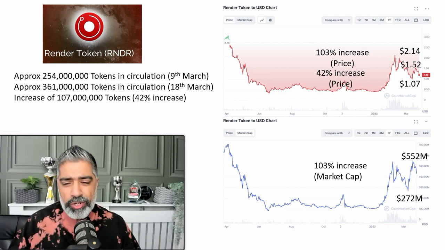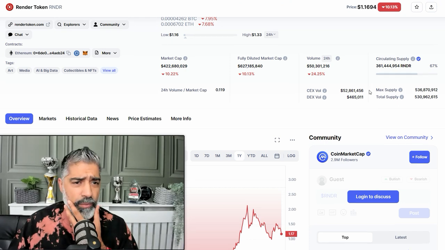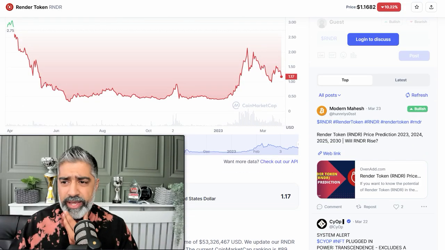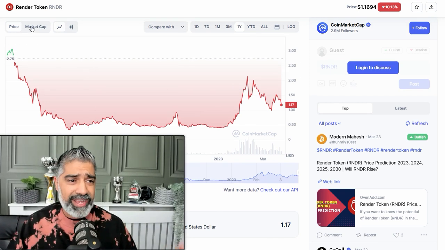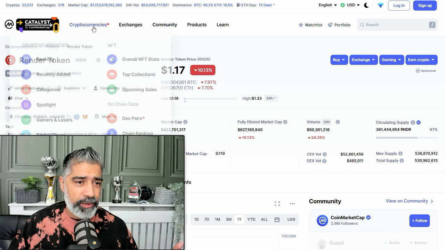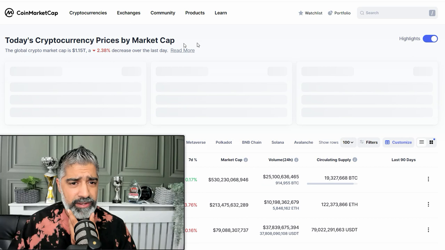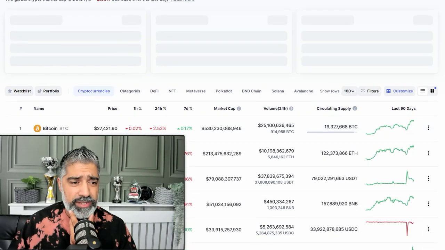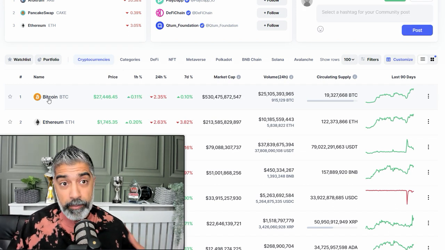I'll show you what I mean, right? And I think this is going to be very useful for you to see. Let me pull up CoinMarketCap. We'll go to the Render token, and we'll just do it like so. This is the price data, and then I can click on market cap for the last year, and you can see the difference. But now let's go to Bitcoin, right? Let's go to Bitcoin, and I'll show you what I mean. I just want you to see what it should look like if there are no new tokens put into circulation.